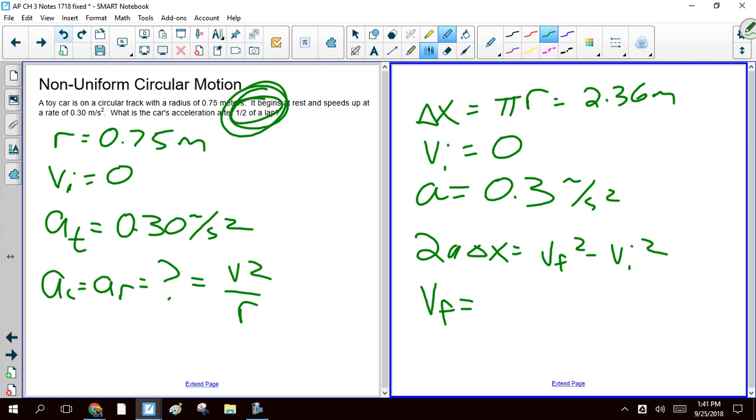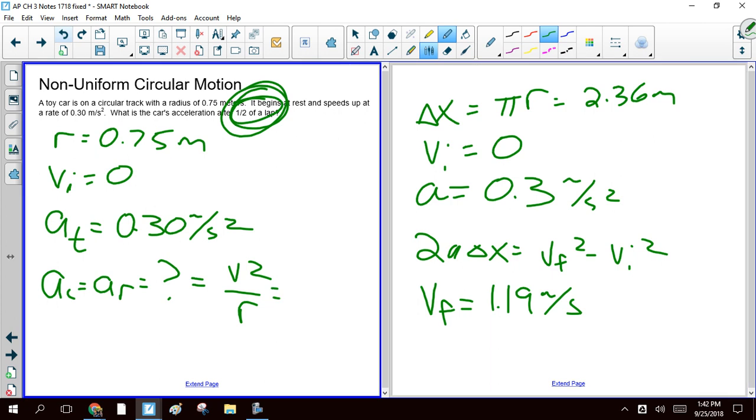And if you do that, your final velocity ends up being, I don't trust my work, so I'm going to recalculate it real fast. So it's 2 times that times that, and then square root, 1.19 meters per second. So now I can find my centripetal acceleration by plugging these numbers in. So 1.19 squared divided by 0.75, and it gives you 1.88 meters per second squared, right?